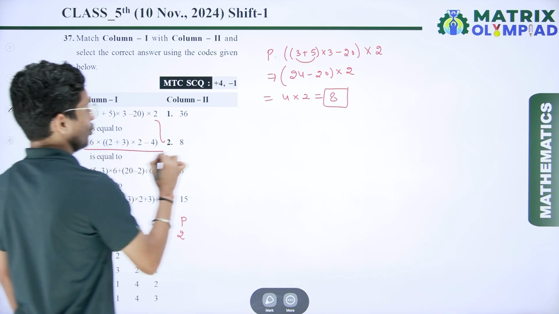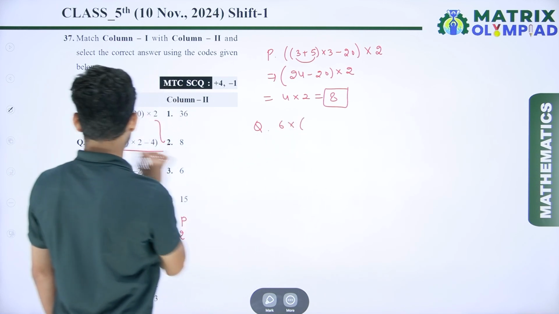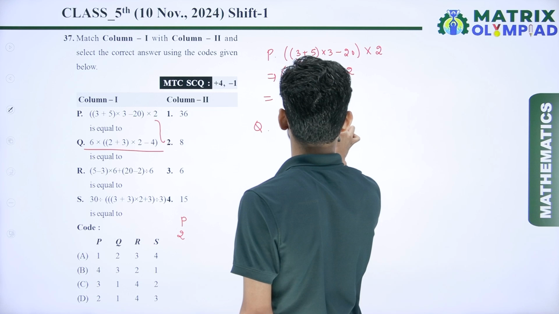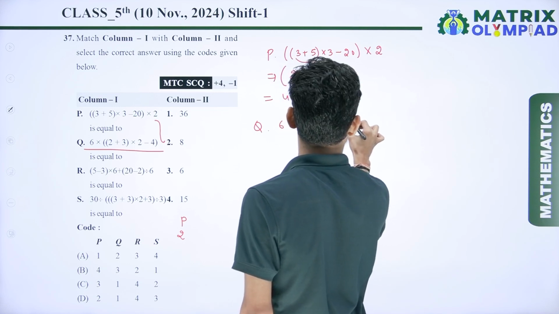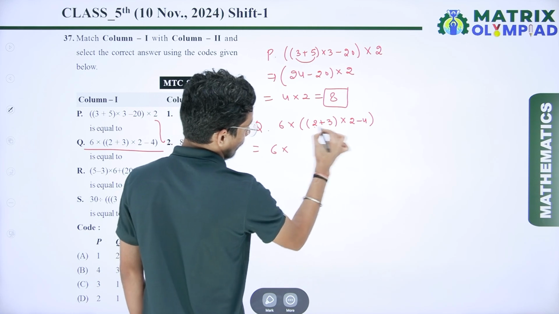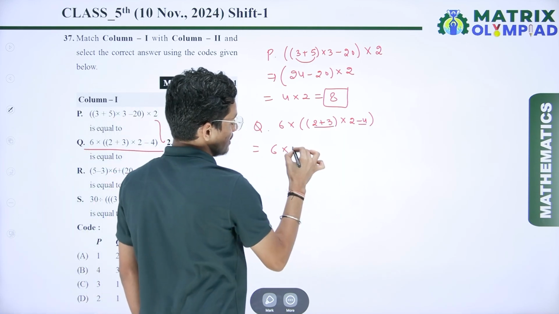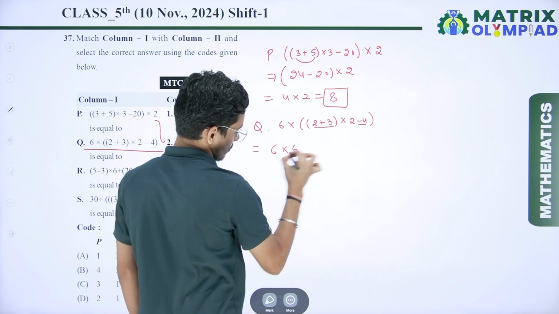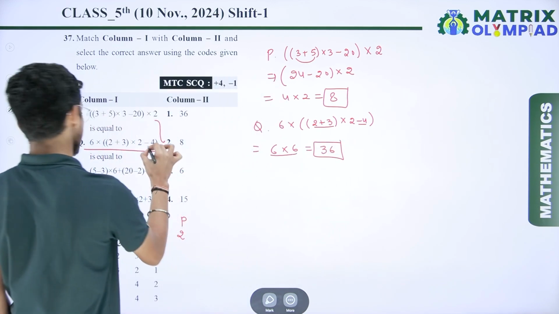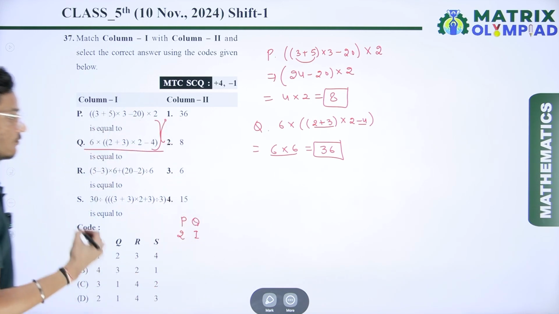Now Q is 6 multiplied by bracket 2 plus 3, multiplied by 2 minus 4. Simply, 6 multiplied by, if I add here, I get 5, and 5 times 2 is 10, and 10 minus 4 is 6. So 6 multiplied by 6 is 36. So I can say that Q is connected to 1.